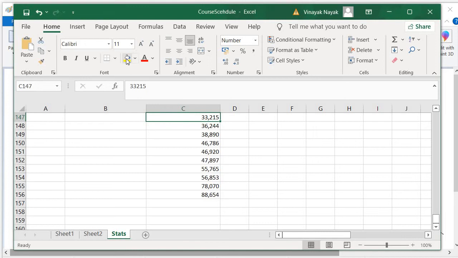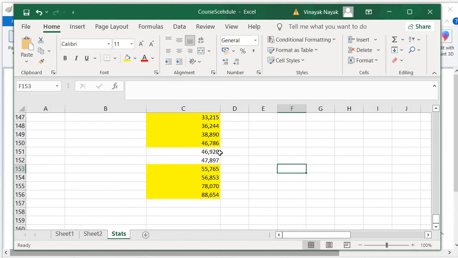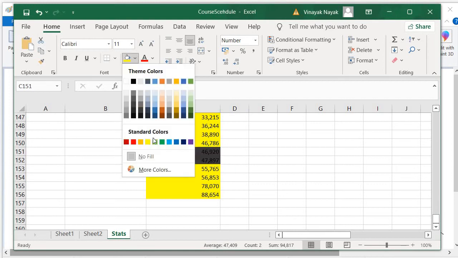What we will do is eliminate the top value from here and the bottom value from here. As you can see, the data is already in sorted order. If you receive data which is not sorted, the first thing you need to do is sort the data in ascending or descending order. In our case, we have sorted it in ascending order. Here I've eliminated the first and the last value, again this one and this value, again this one and this value, again eliminate this value and this one. Now you have two values, 46920 and 47897. The median will be in between these two numbers.